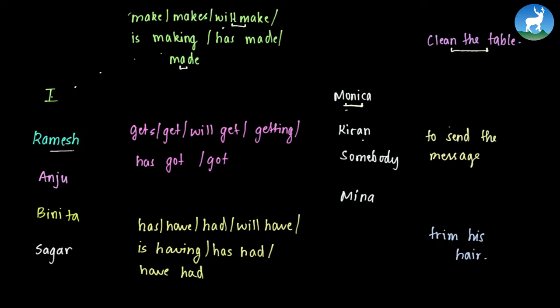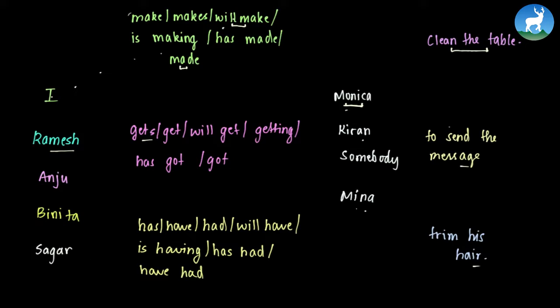Again, we can have Ramesh gets Monica to send the message. Or Ramesh got Kiran trim his hair. Same, we can use it with I. I got Monica to send the message, or I got Meena to send the message. Anju will get Meena to send the message, or Anju will get Meena clean the table. Similarly, we can have Anju will make Meena clean the table, or Anju will make Kiran clean the table.